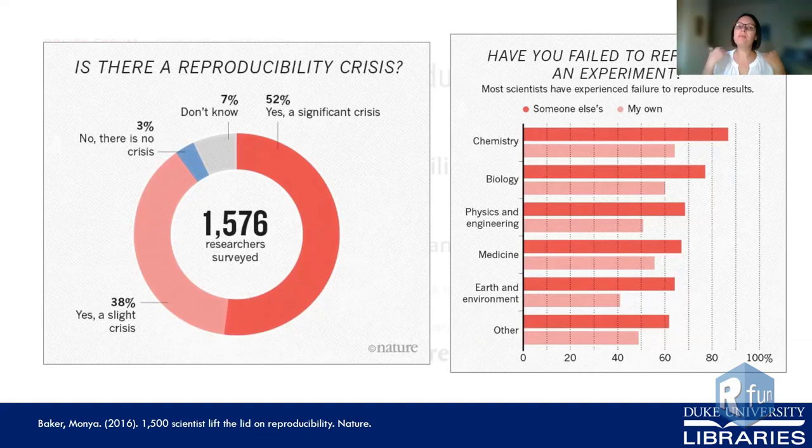So this is from a survey of 1500 scientists where Nature asked, do you think there's a reproducibility crisis? And you can see a significant portion are saying either a significant or a slight crisis. And then they also asked, well, have you actually failed to reproduce an experiment, either your own experiment or someone else's? And you can, again, see pretty high percentages there around failure to reproduce results.